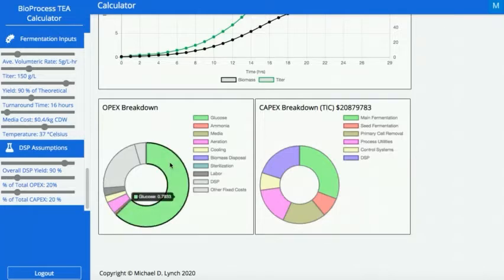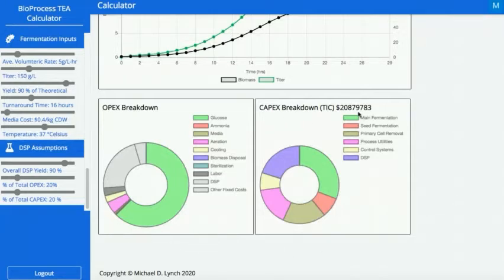The operating costs are broken into the feedstock costs, including glucose and ammonia costs. In this process model, ammonia is used as the nitrogen source. The media costs and the associated costs of aeration and cooling, the cost of sterilization and biomass disposal, labor costs, the crude cost estimate of the downstream purification, and other fixed costs. These other fixed costs include depreciation and other essential costs to keep the plant operational.